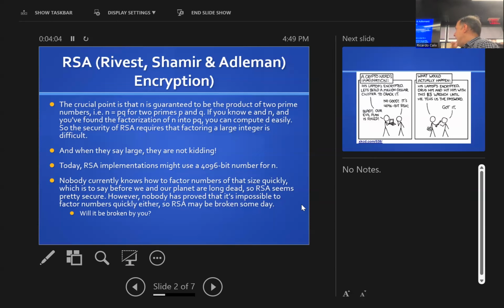So the idea is that N would be so large that when we put it on the website of FactorDB, there's no way it can tell us P and Q, basically. So RSA seems pretty secure. However, nobody has proved that it's impossible to factor large numbers quickly either. So RSA may be broken someday, or it may have already been broken by someone, right? That's a possibility. If you're a government and you've broken RSA, would you tell other people? No, right? You're going to use it to your advantage. And so no one really knows, right?